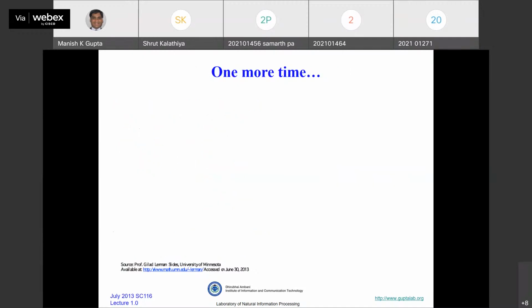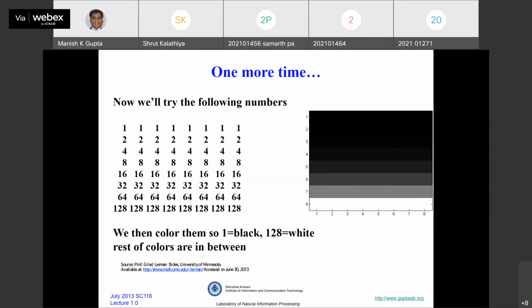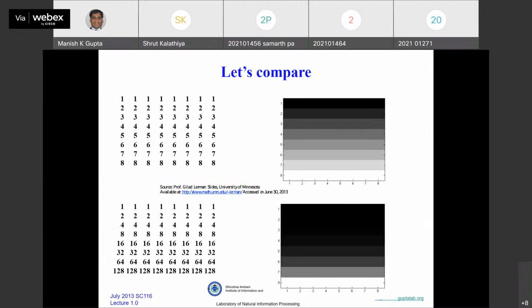Basically, one more time, if you take powers of 2, 1 is black and 128 is white. The rest of the colors are in between. You see the pattern like this, that corresponding image. So let us compare these two. These are the numbers which simply increase by 1, and these are powers of 2. You can see the difference in the image that you obtain.